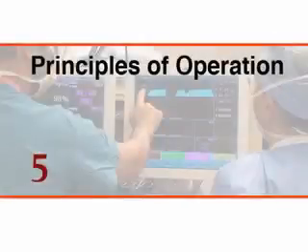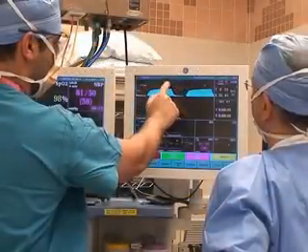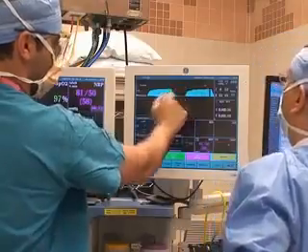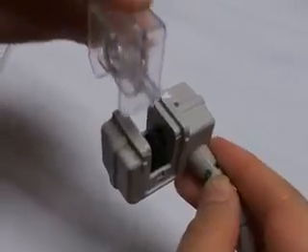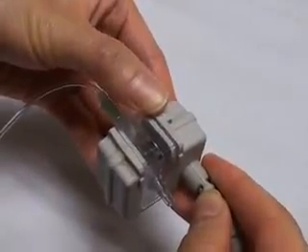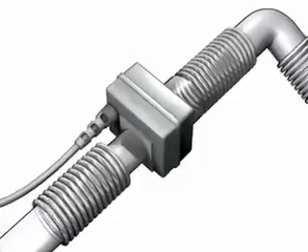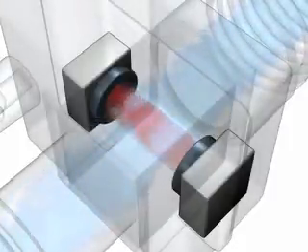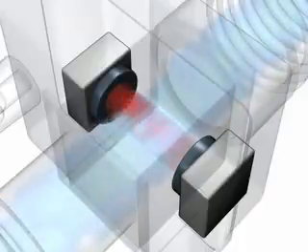Principles of operation. Capnography is based on the concentration of carbon dioxide in a sample of exhaled gas throughout the respiratory cycle. Because of the chemical properties of carbon dioxide, a variety of techniques can be used to measure its concentration. Infrared absorption spectroscopy is typically used in clinical practice. Infrared light can be passed through a sample of gas to an infrared detector. As the concentration of carbon dioxide increases, the intensity of the light that reaches the detector decreases.